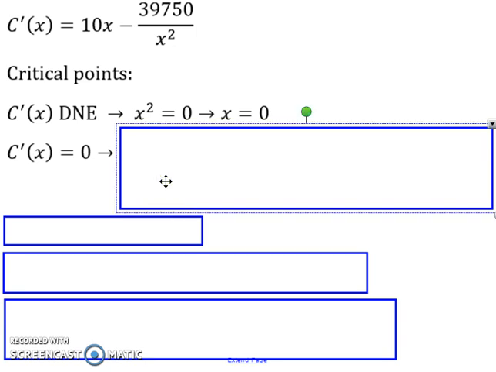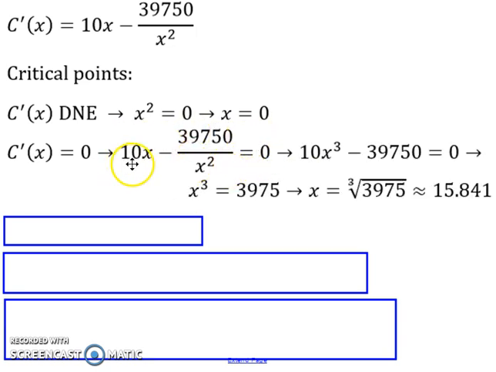Okay, and then we've got a bunch of algebra here. So I set it equal to 0. I don't like that denominator, so I multiplied everything by x squared. 10x became 10x cubed. The x squared was missing, and 0 times x squared is just 0. I added 39,000 to each side. I divided by 10, and then I take the cube root. I'm just going to point out that the cube root of a positive is always positive. I don't have to worry about the negative.